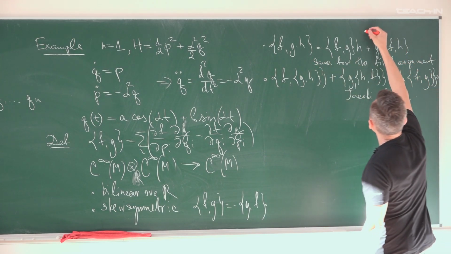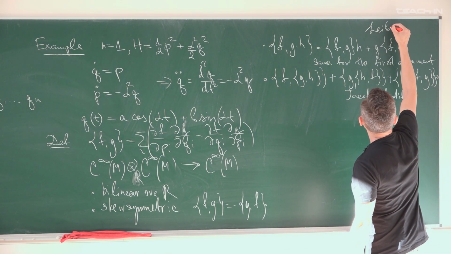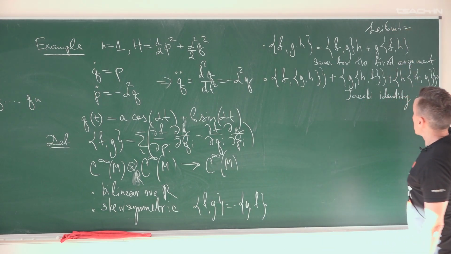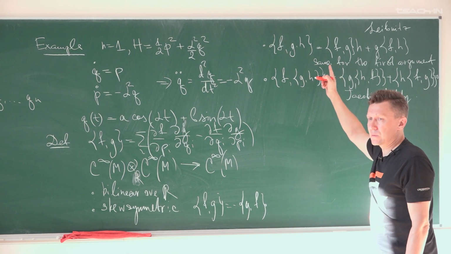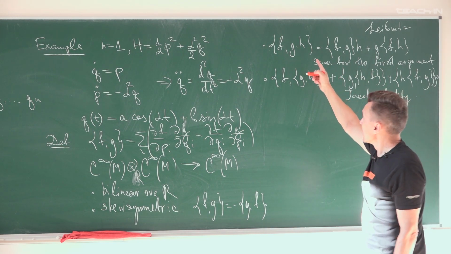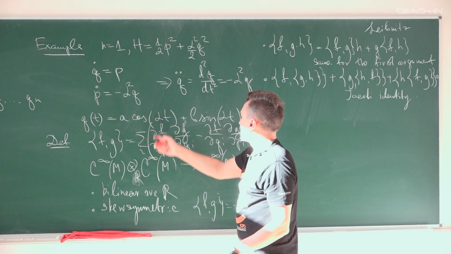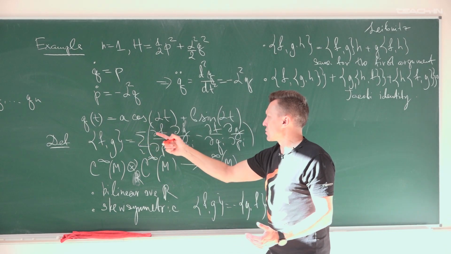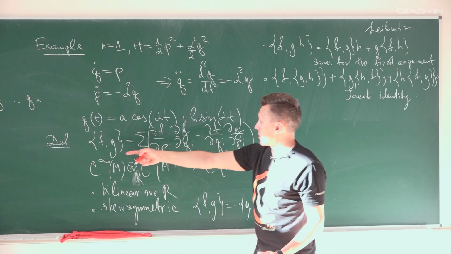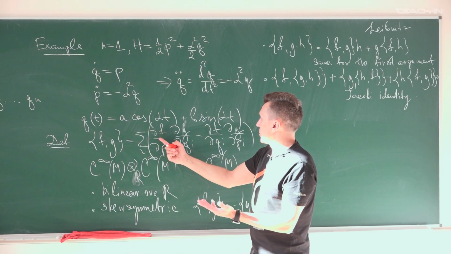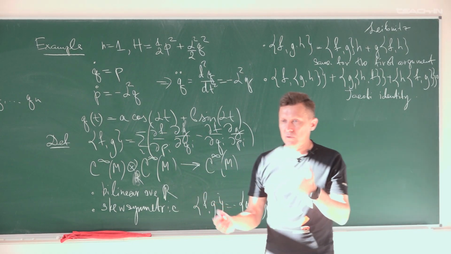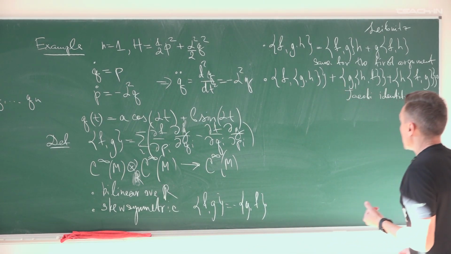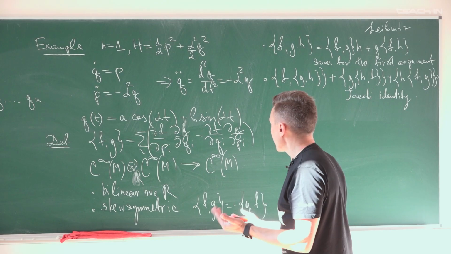The Leibniz identity. Do you need some evidence, or is it clear? It is an effect of the derivation operations here. This bracket is defined by derivation operations, and these derivation operations satisfy the Leibniz rule. So the Poisson bracket itself does.